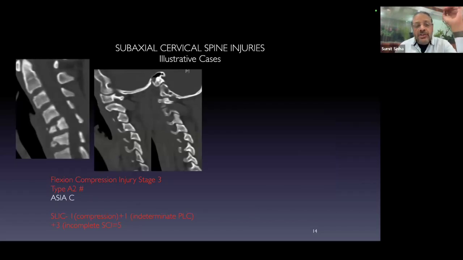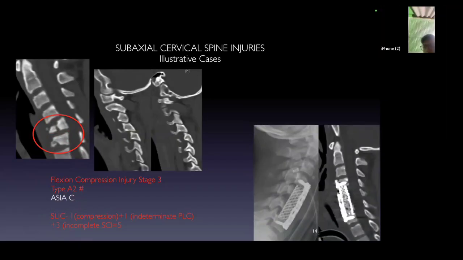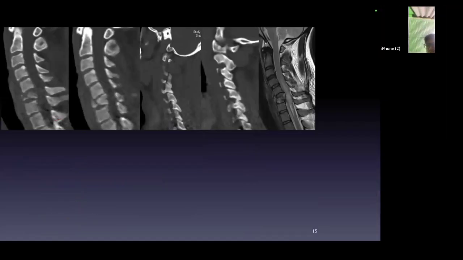Stage 3, you see fracture of 2 vertebral bodies over here, C5 and C6. The patient was ASIA C, which is again an incomplete injury, which gives a SLIC score of 3 plus 1 plus 1. This makes a total of 5, which is more than 4, which requires surgical intervention. And the intervention I did in this is an anterior 2-level corpectomy and anterior fixation. The patient was young and had an incomplete injury, and hence this anterior approach was chosen.